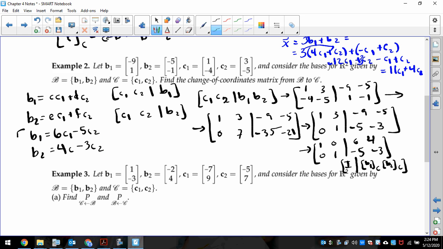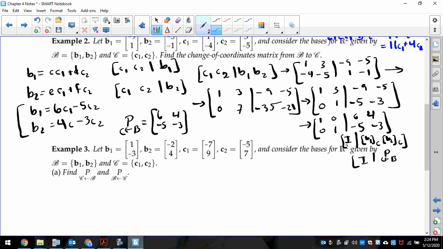So this is our change of basis matrix. On the left we have the identity, on the right we have P going from B to C. Okay, so that's all they wanted. So P going from B to C is equal to 6, 4, -5, and -3.